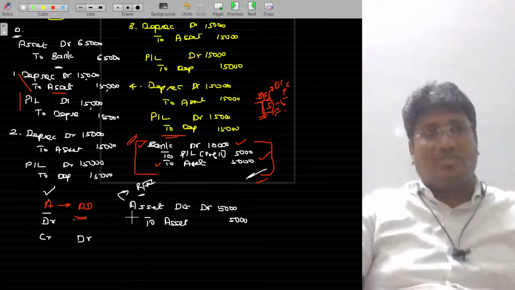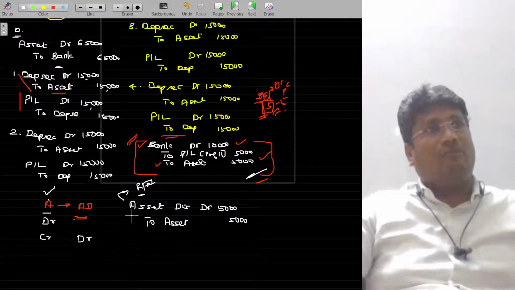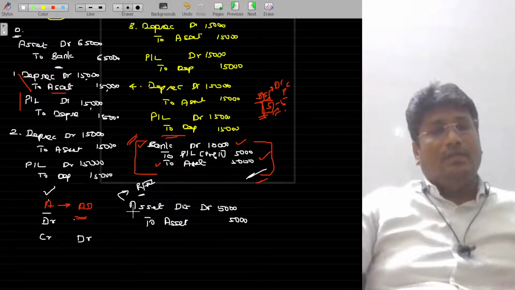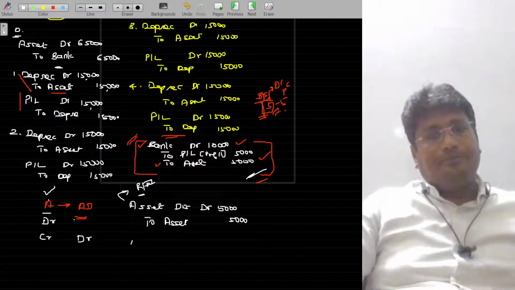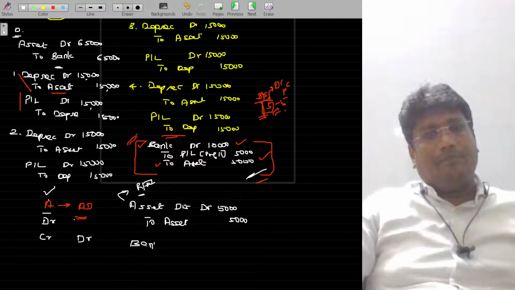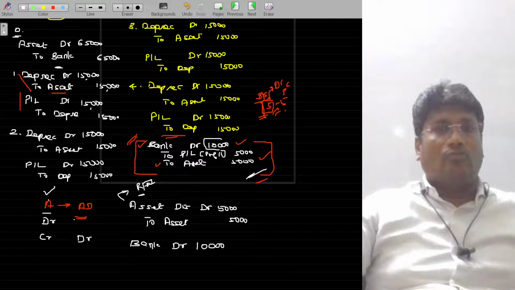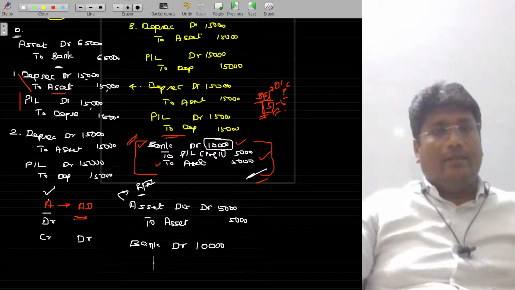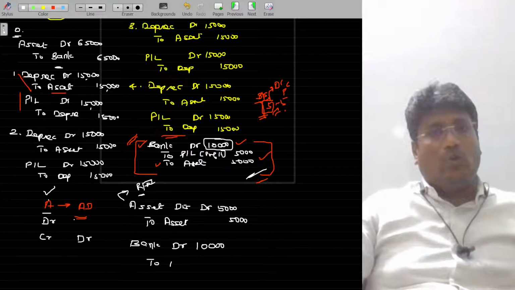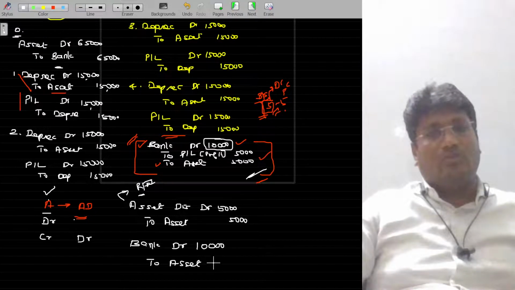Now I am going to close that account. How do I close it? By selling it off for 10,000 rupees. So for that the entry is bank account debit, 10,000 rupees. How much am I getting? 10,000 rupees, because it is sold for 10,000 rupees. And the value of the asset disposed here is 5,000 rupees as per the books.